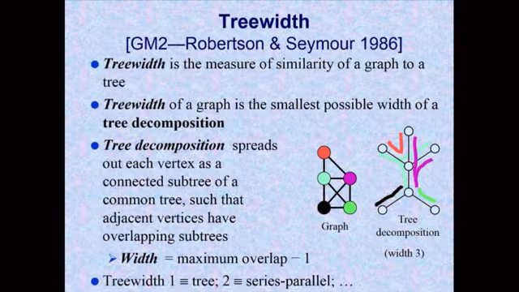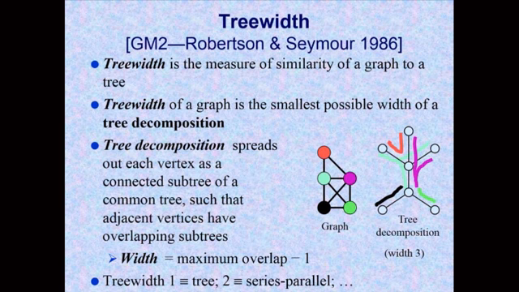In a sense, this is some kind of more algorithmic way of thinking about graph minors, the one that I'm presenting here. The other thing that we need to know is that treewidth is the measure of similarity of a graph to a tree. That's enough for this talk. If you want to see the exact definition, the treewidth of a graph is the smallest possible width of a tree decomposition. And what is a tree decomposition?